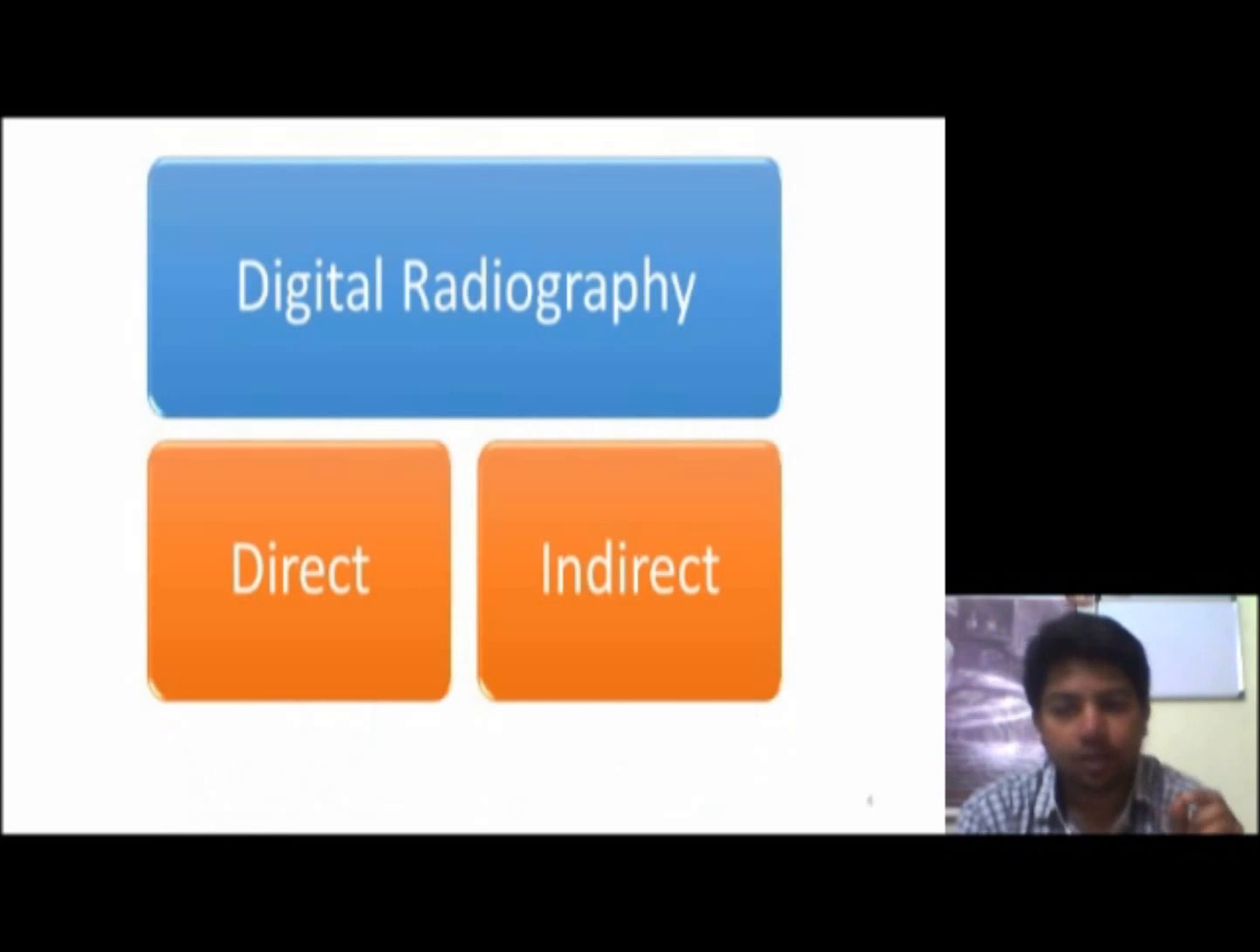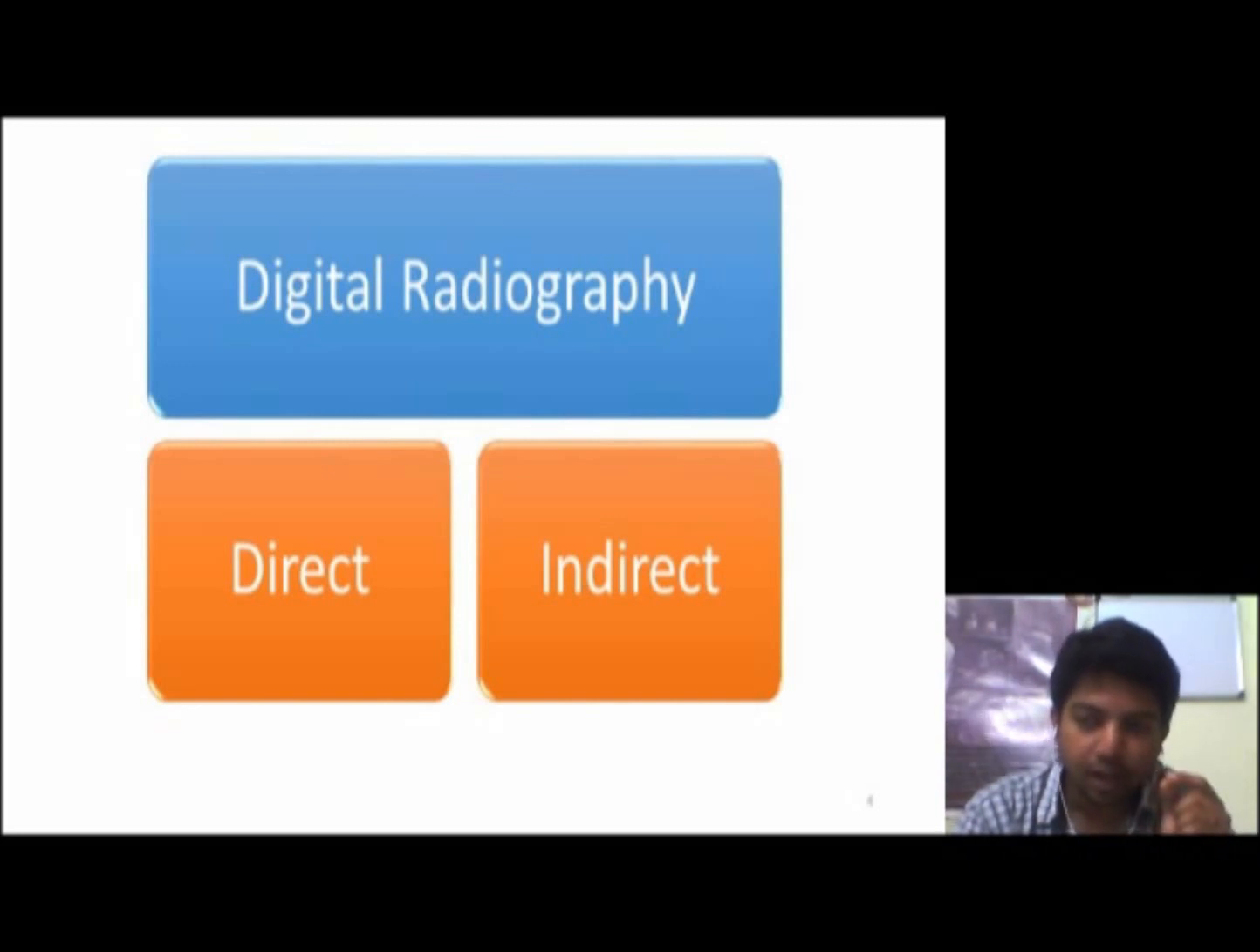Direct digital radiography is where the image is formed immediately in the system. In indirect digital imaging, it requires a separate step where we need to process the image using a scanner, where we get a digital image.